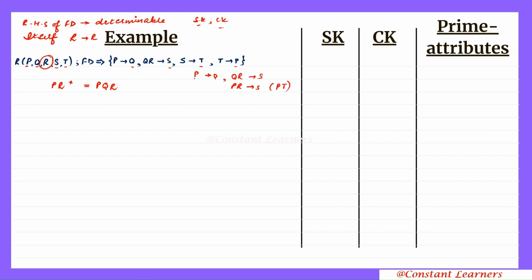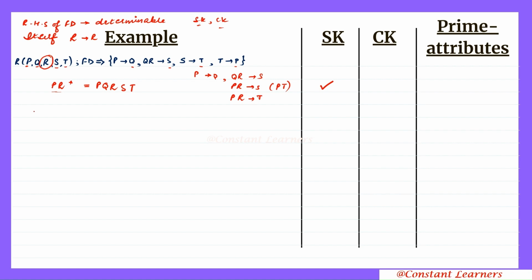So now, if P determines Q and QR determines S, then as per the pseudo transitivity rule, PR can determine S. So now this PR can also determine S, right? Now, if PR can determine S and S can determine T, then we can write that PR can determine T, right? So we are also getting T here. We've got all the attributes on the right hand side. When we get all the attributes on the right hand side, then PR will be the super key. So this PR combination is our super key.